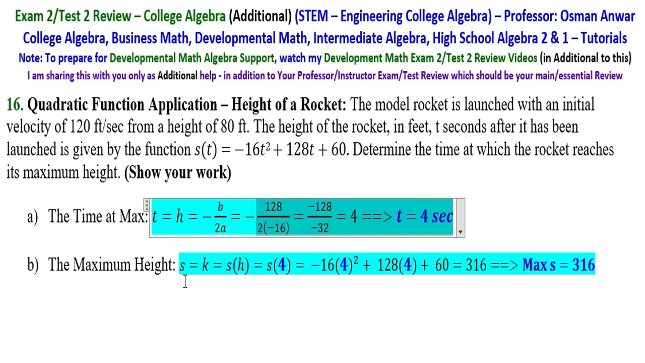Then the maximum height is the k, which is s of h. So that is s of 4, which is equal to minus 16 times 4 squared plus 128 times 4 plus 60. And that is 360. So the maximum height, which is max s, is 360.